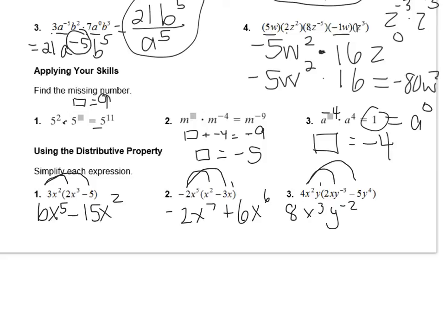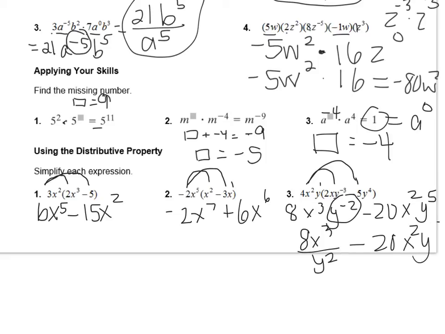Now we're going to multiply by this second term. 4 times -5 is -20. We don't have any x's in the second term to multiply by the x squared, so that x squared stays the same. And y to the first times y to the fourth is y to the fifth. We only have one little piece here with a negative exponent, which has to go down below. You end up with 8x to the third over y squared minus 20x squared y to the fifth.